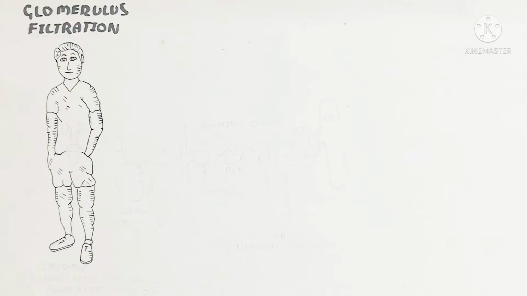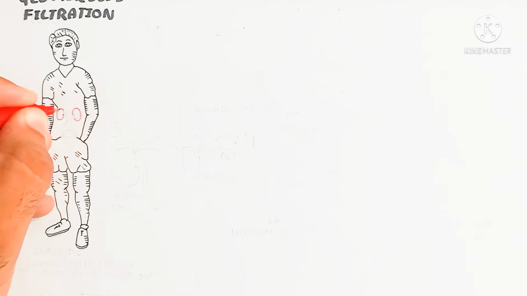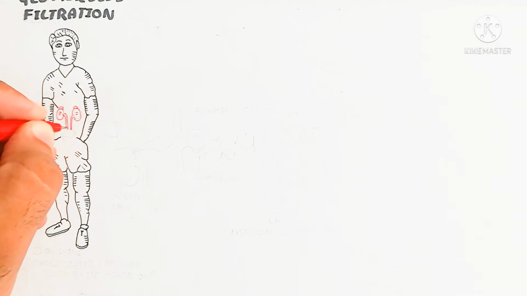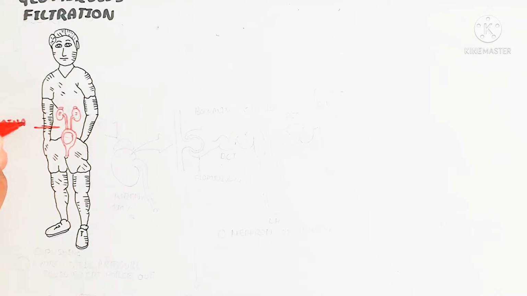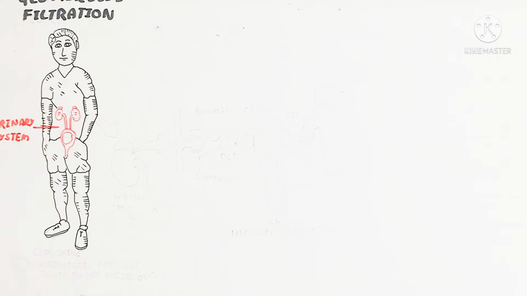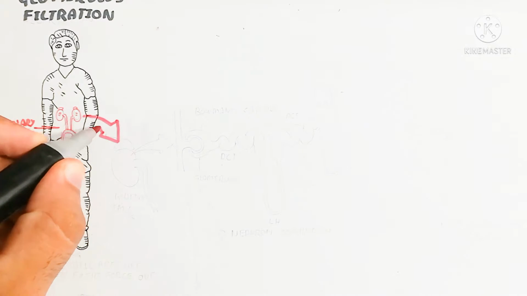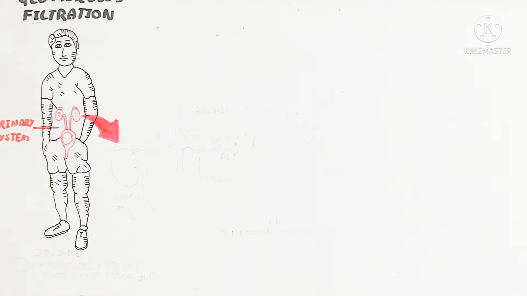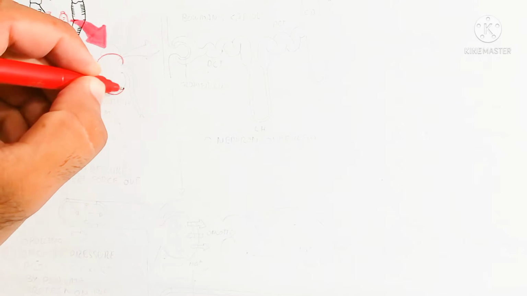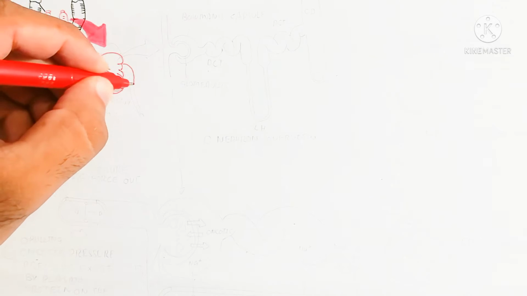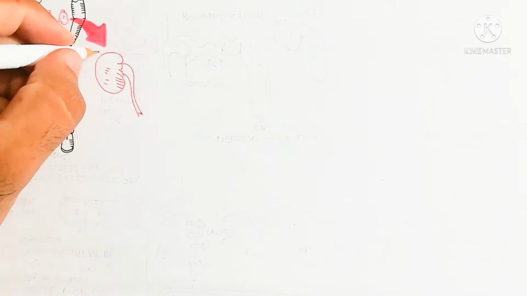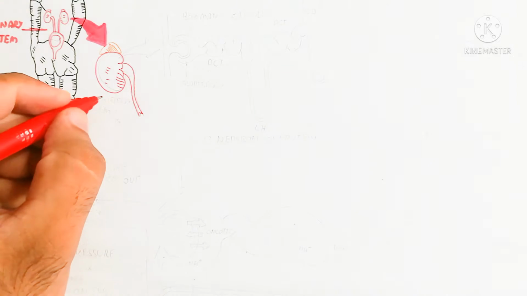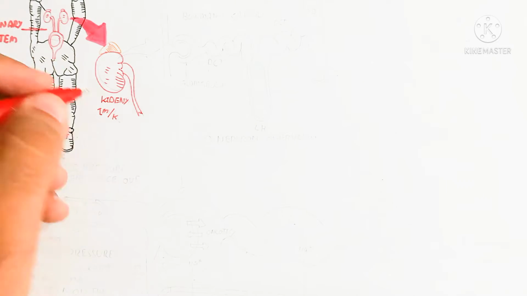Here is a person containing a urinary system: a pair of kidneys, ureters and the bladder. The adrenal glands are present as a pair. Here we are looking at the kidney. The kidney contains nephrons, near to 1 million nephrons per kidney. Here I am drawing the kidney, which contains nephrons.